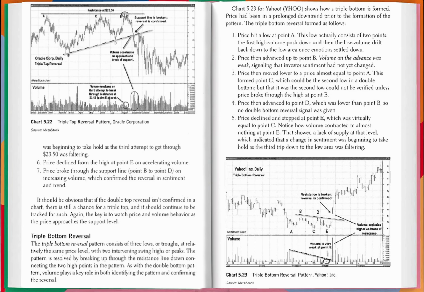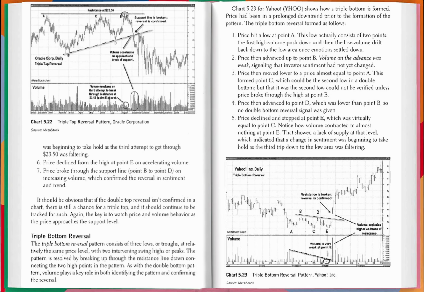7. Price broke through the support line point B to point D on increasing volume, which confirmed the reversal in sentiment and trend. It should be obvious that if the double top reversal isn't confirmed in a chart, there is still a chance for a triple top, and it should continue to be tracked for such. Again, the key is to watch price and volume behavior as the price approaches the support level.